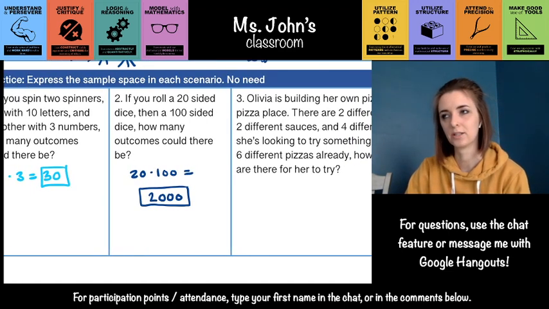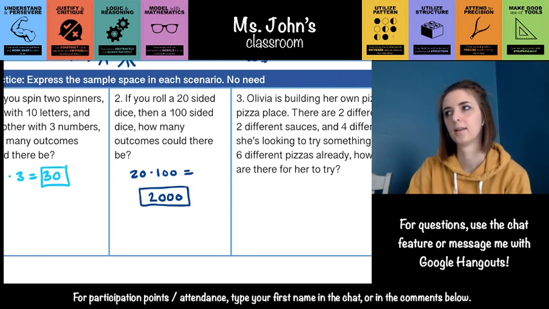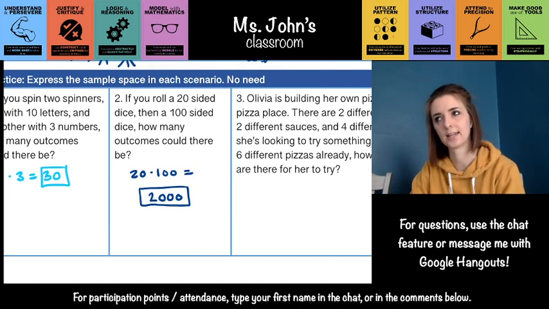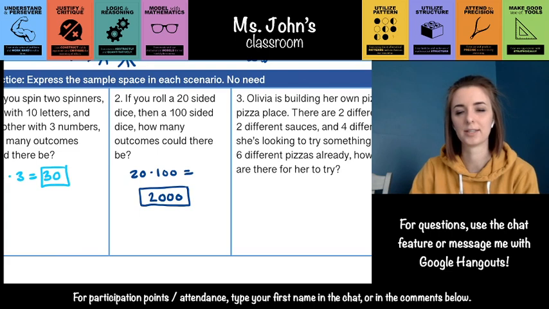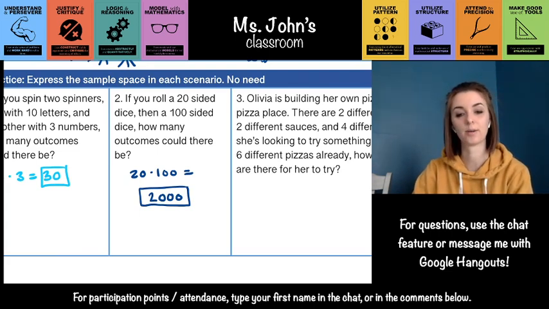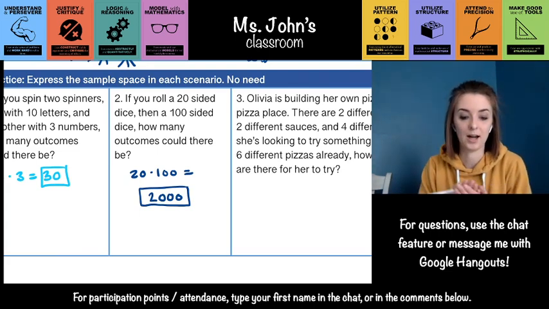So for example, rolling a 2 on the first die and a 50 on the second die is a different outcome than rolling a 2 and a 4. So they're representing one outcome together.